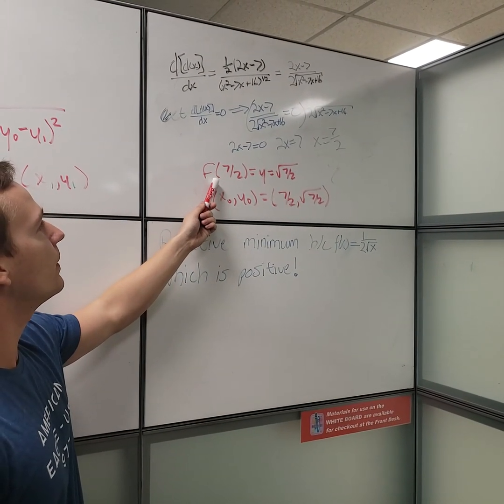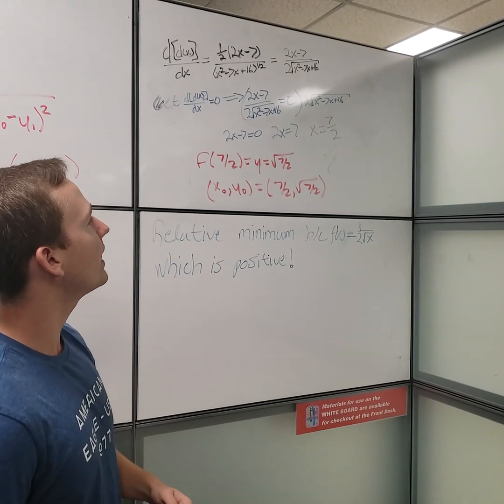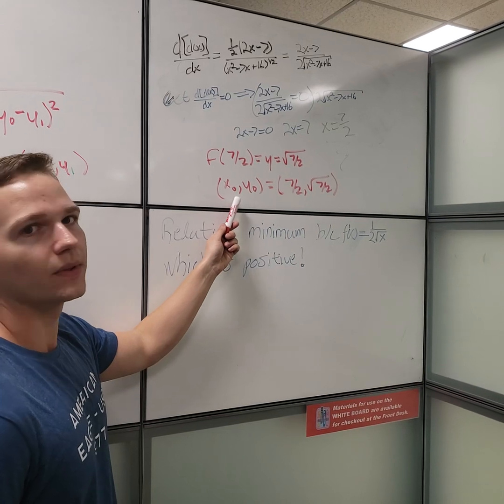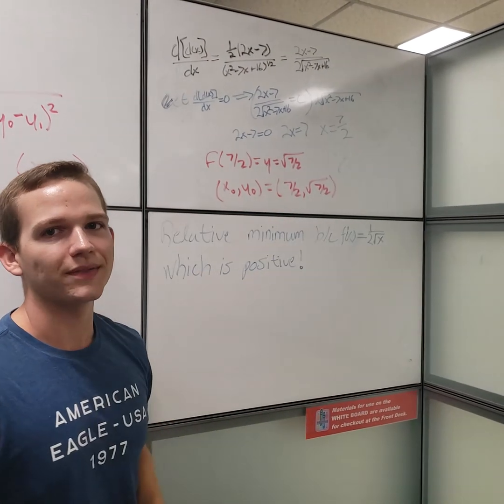Now that we know that x equals 7 halves, we can find our y value, because y is f of x, so f of 7 halves will be the square root of 7 halves. So our x0, y0 value, the point closest to the point (4, 0), is going to be (7 halves, square root of 7 halves).